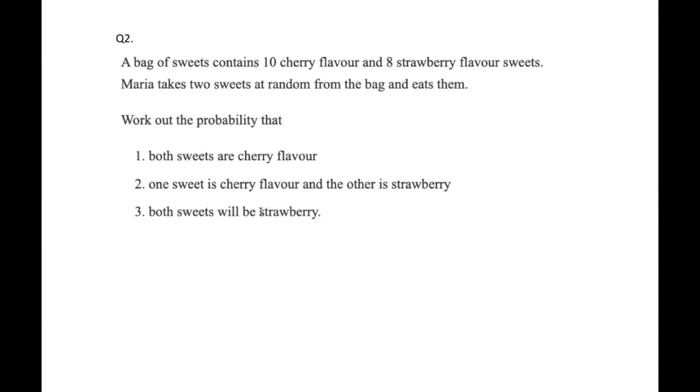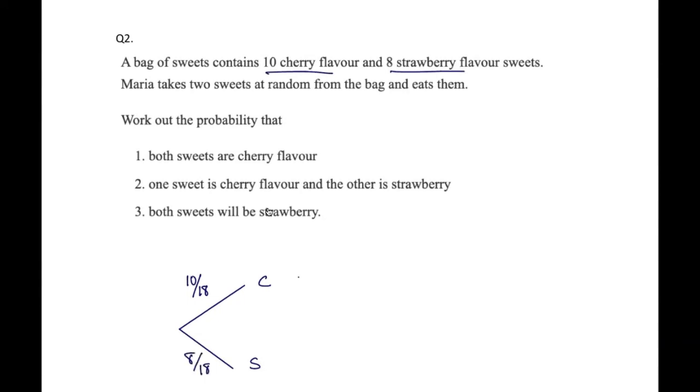How would you do that? We are going to make a tree diagram. So either it's going to be a cherry flavor or a strawberry flavor. Let's say she picked up the first sweet and it's a cherry flavor. So what's the probability of picking up a cherry flavor? 10 out of 18. There are 10 cherry flavor and 8 strawberry flavor. And strawberry flavor probability is going to be 8 out of 18.